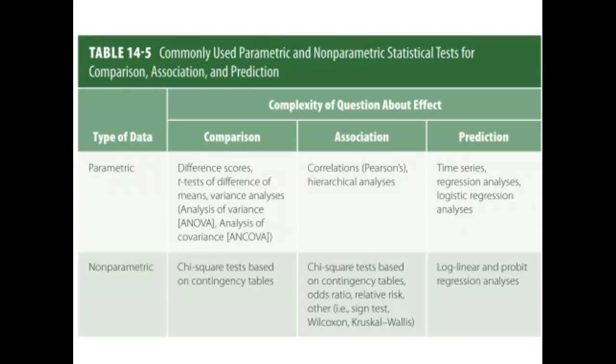Regarding whether or not your data are normally distributed, here in Table 14-5, you can see some commonly used parametric and non-parametric statistical tests for comparison, association, and prediction. When interval measures follow the normal distribution curve, parametric tests, such as difference scores, t-tests, and logistic regression analyses, can be used. However, if your interval and or ratio data are not normally distributed, then non-parametric tests must be used.